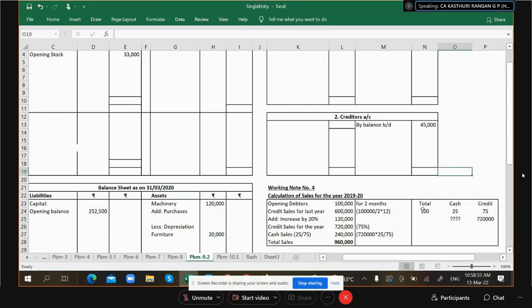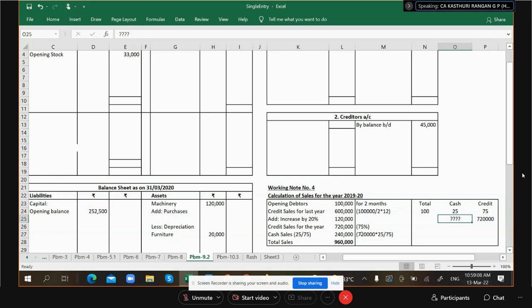See here, if total sales is 100, cash is 25, credit is 75. If credit is 720, what will be cash sales? 7 lakh 20 into 25 by 75, correct? That's what I did here. I got the credit sale for the year, which is equal to 75%. I want cash sale for the year. So the total sales is 100, 25 cash, 75 credit.